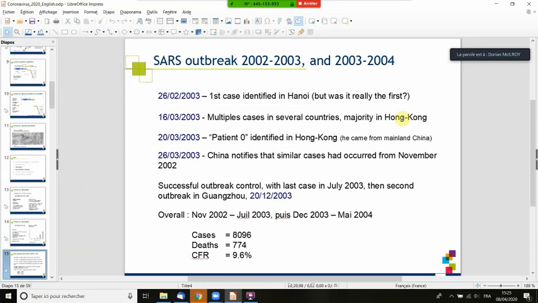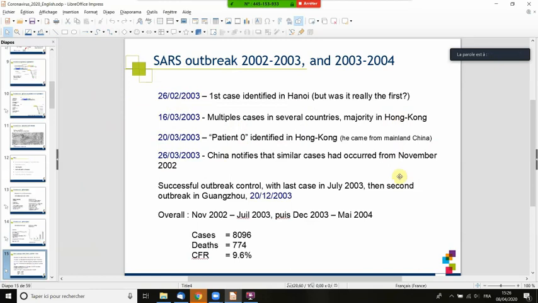Most of them were in Hong Kong. So we thought, okay, Hong Kong is the source of the outbreak. But the health authorities in Hong Kong found their first patient, their patient zero, and it was somebody who came from mainland China. And so they said, hey, we got this virus from the rest of China. And then it was only later that China said, okay, well, in fact, we've been seeing cases like this since November. So they hadn't actually told anybody about this at that time.